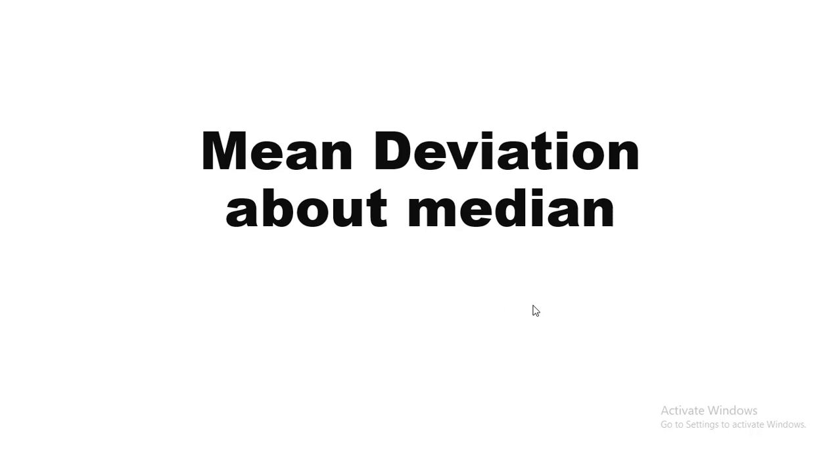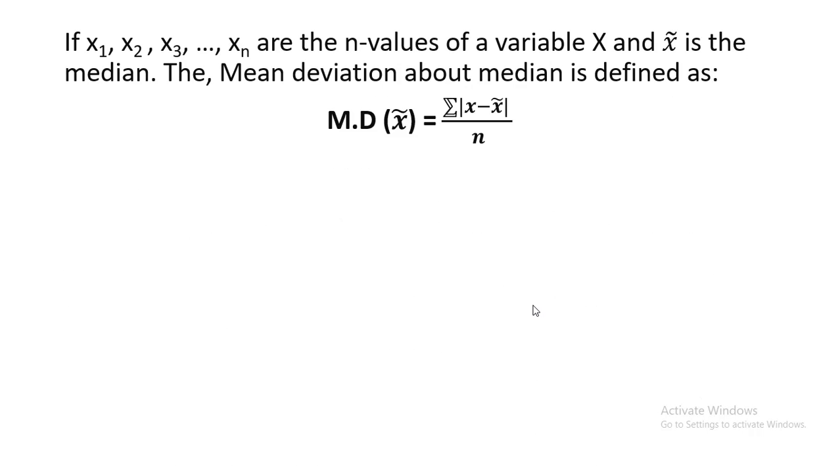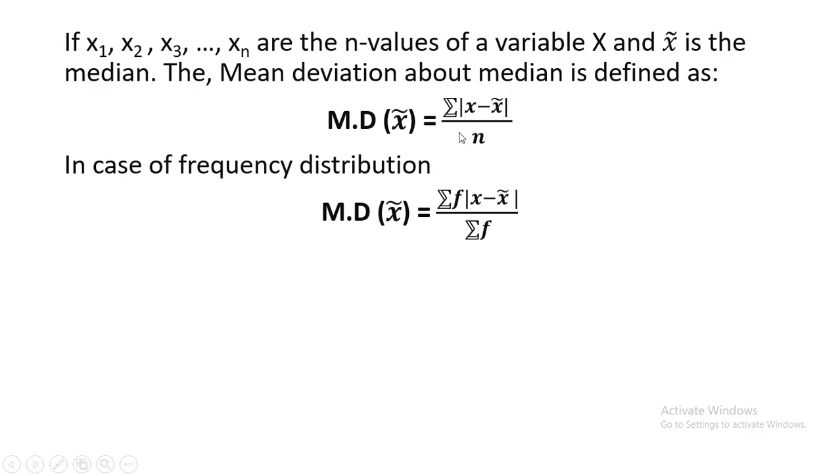Now if we talk about mean deviation about median, in the case of simple random observations, the formula is summation of the absolute value of x minus x median, divided by n. And in the case of a frequency distribution, it is summation f multiplied by the absolute value of x minus x median, divided by the sum of f.